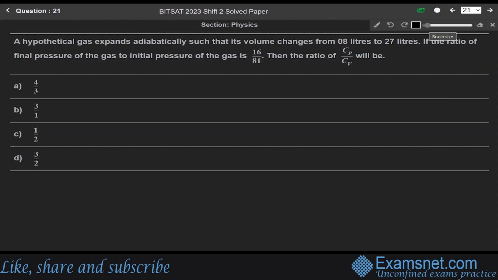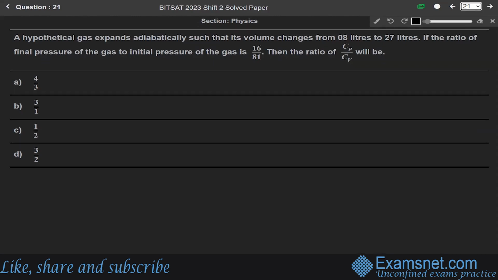So the next question of this series is question number 21. A hypothetical gas expands adiabatically such that its volume changes from 8 liters to 27 liters. If the ratio of the final pressure of the gas to the initial pressure of the gas is 16 by 81, then we have to find the ratio of Cp over Cv. So this Cp over Cv means specific heat at constant pressure to specific heat at constant volume.